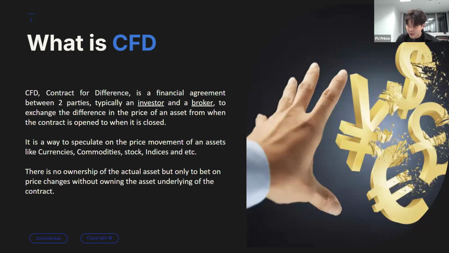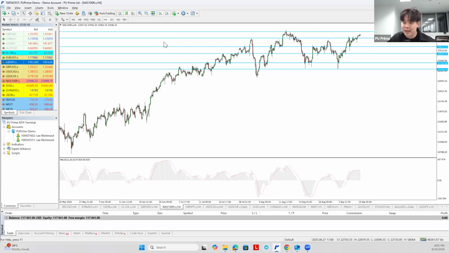Okay, and compared to the crypto market, let's say if you're going to buy Bitcoin, you are going to hold a Bitcoin in your hand. But when you want to sell it, you need to find buyers who are willing to purchase from you. But in the CFD industry, you don't need to. You just go to MT4, MT5 or Pure Prime trading apps. You can just click buy or sell, and then you can close your positions easily.